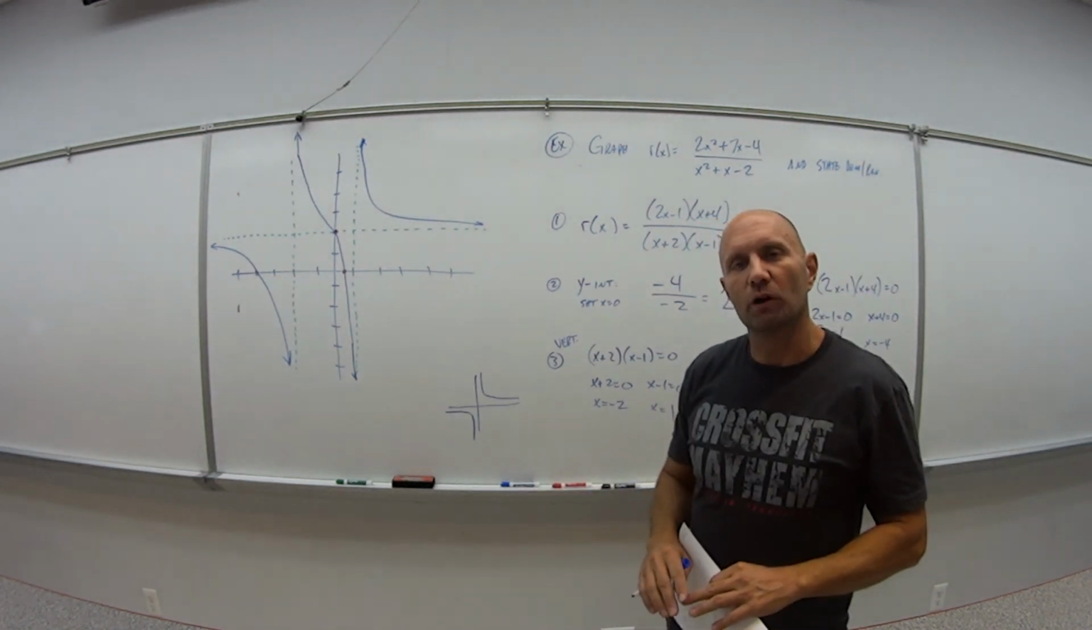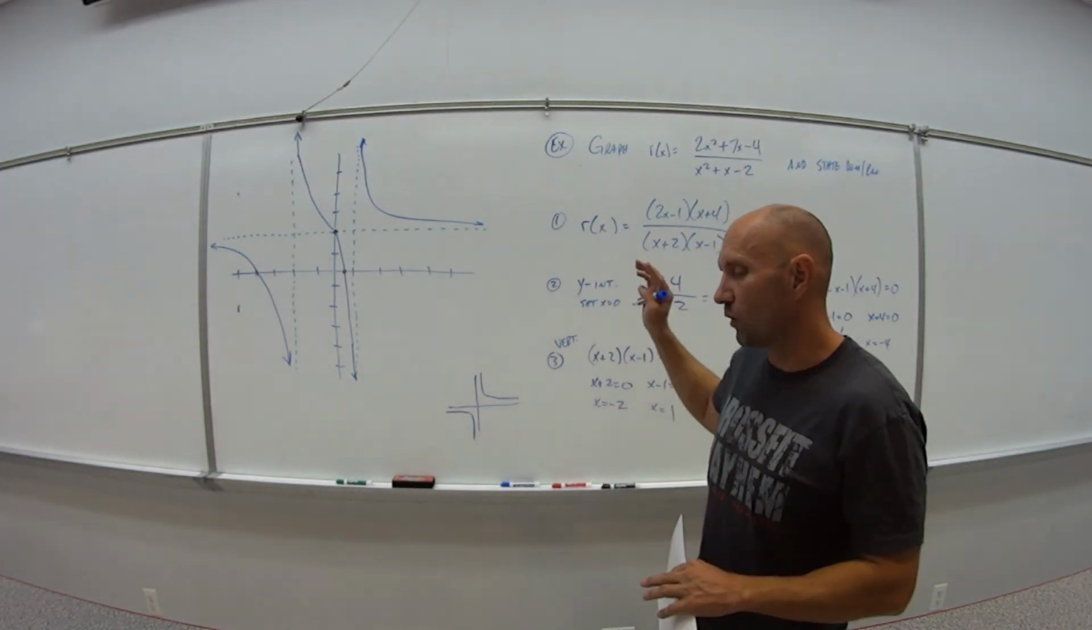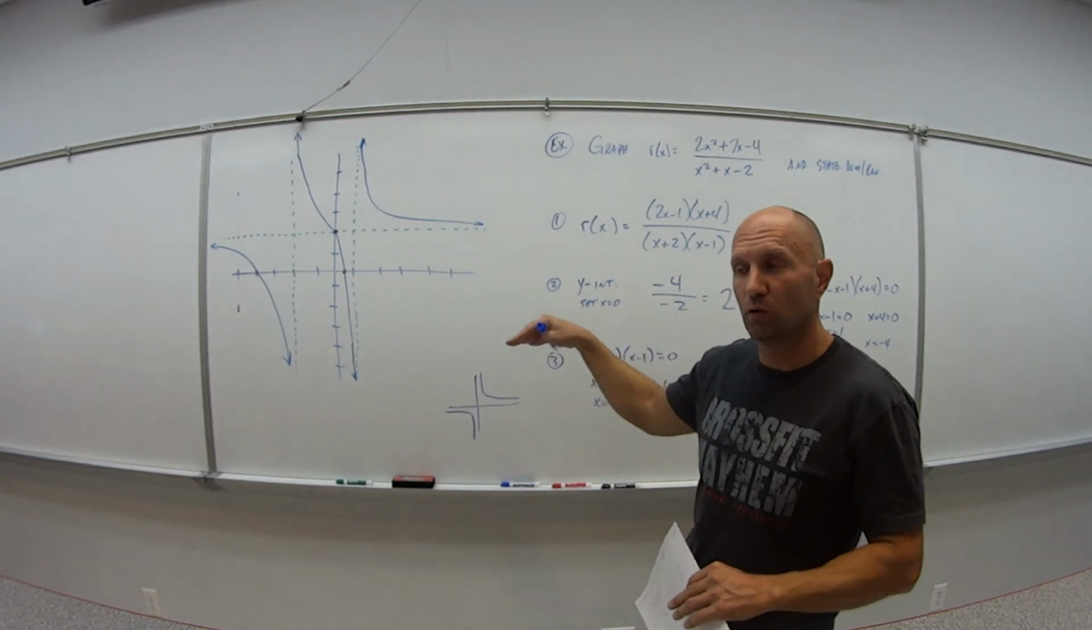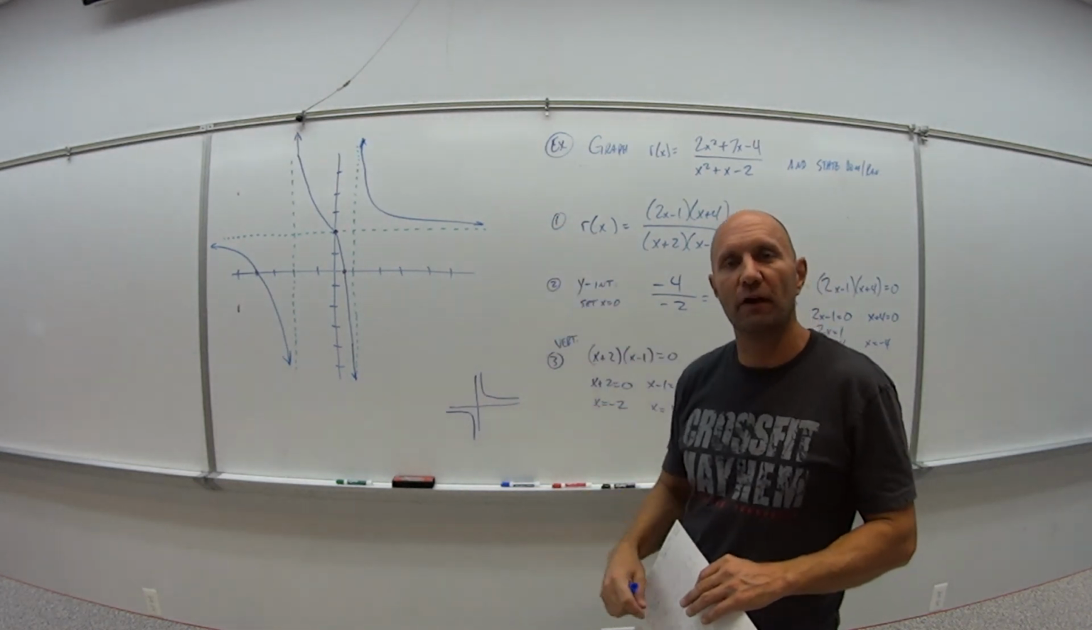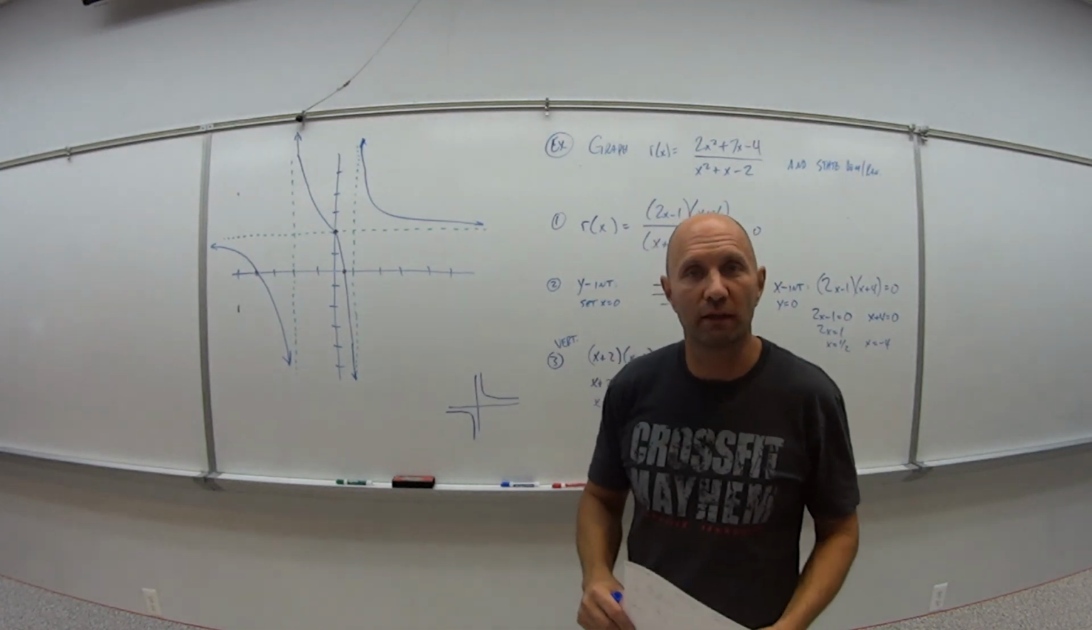Come on back and we're going to look at the last part of this section, which is our slant asymptote. If we don't have a horizontal asymptote at either 0 or some other value of y, how do we handle that? So come on back and we'll look at that in video 5.